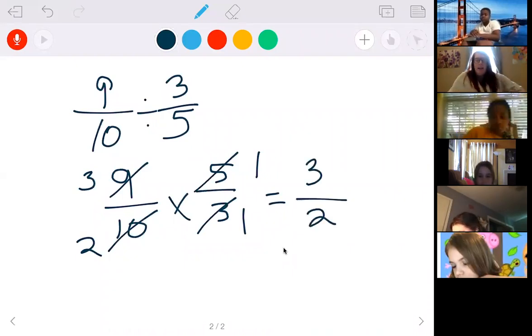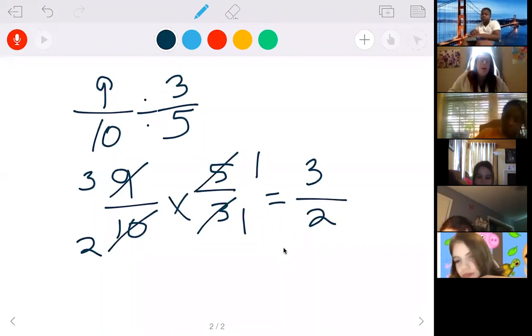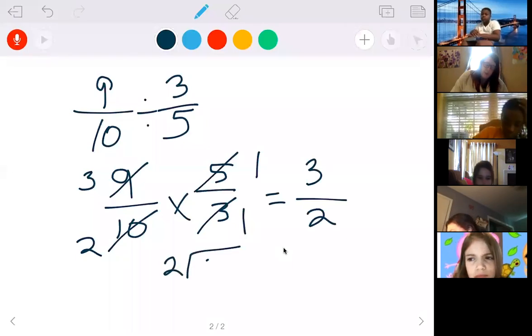Now we can't leave it like that because 3 is too big. You can't have a bigger number over a smaller number. So that's when we do our division. 2 goes into 3 one time. 2 times 1 is 2. Subtract it, we get 1.